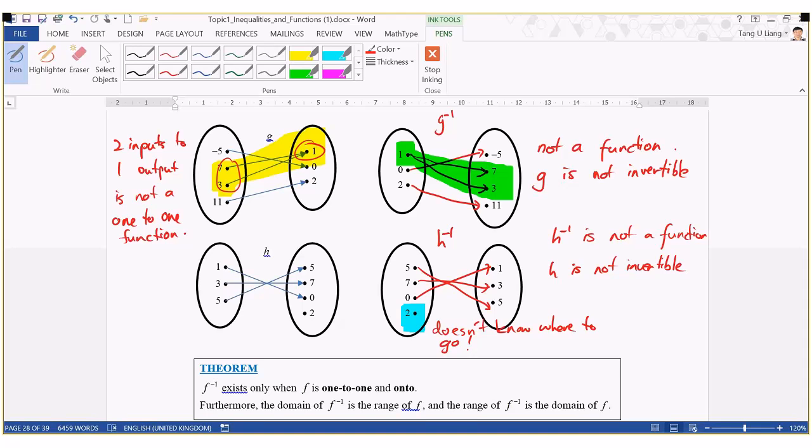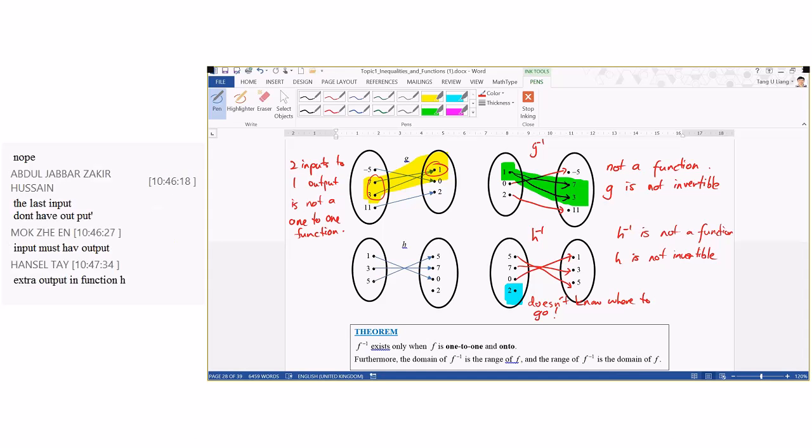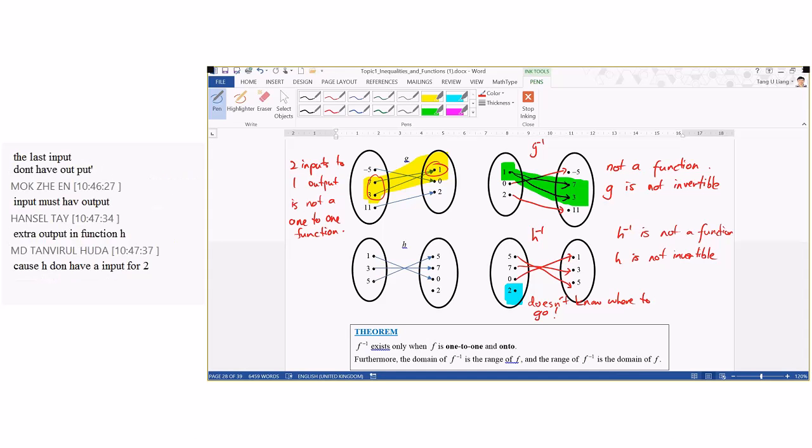H doesn't have the input for 2. Very correct. That's right. Zhen has the best one. 2 is not in the range. Okay. Right.